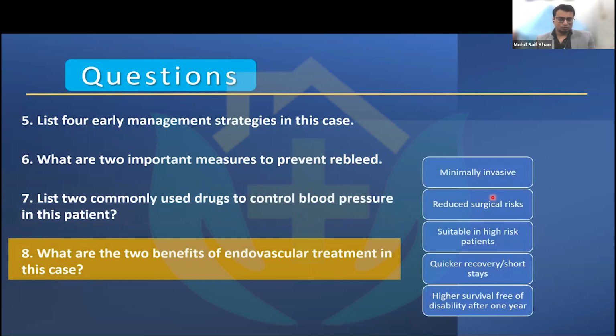Reduced surgical risk, quicker recovery, suitable in high-risk patients who have multiple comorbidities, and higher survival free of disability after 1 year. This is the ISAT trial, so you can quote ISAT. One of our candidates mentioned ISAT. You should read the guidelines about SAH. They have mentioned various interventions, various drugs, various things about SAH management, so you should go through them. As per ISAT, there is higher survival free of disability after 1 year with endovascular treatment compared to clipping.